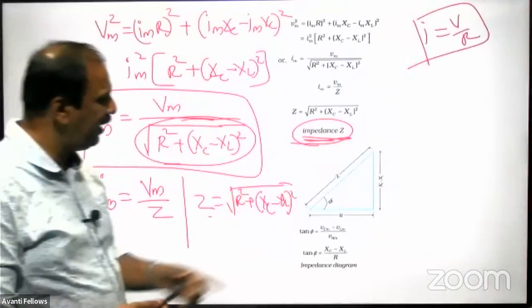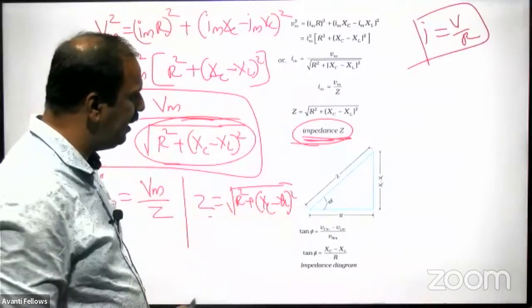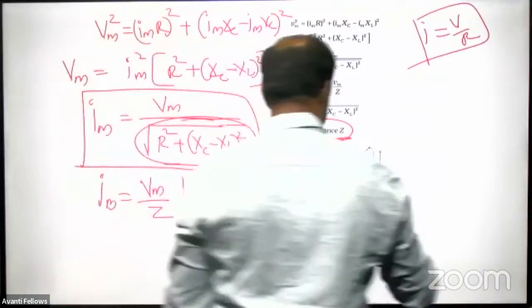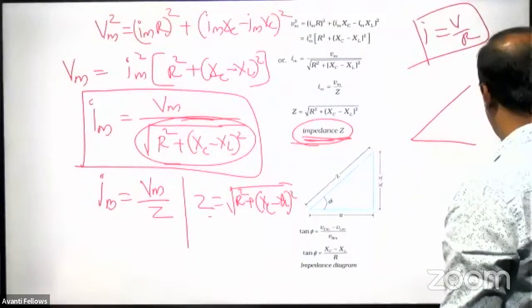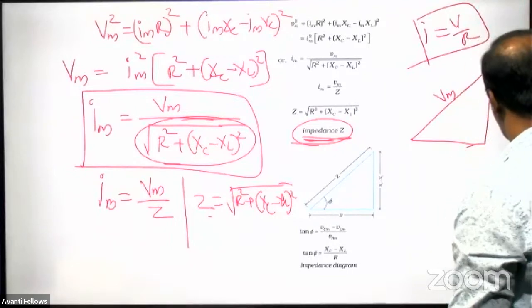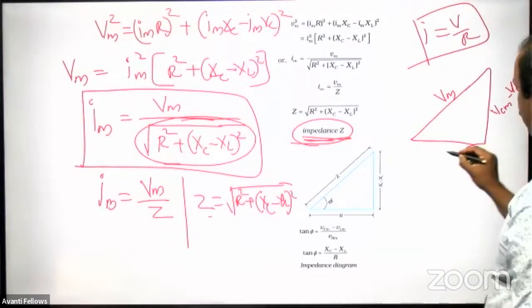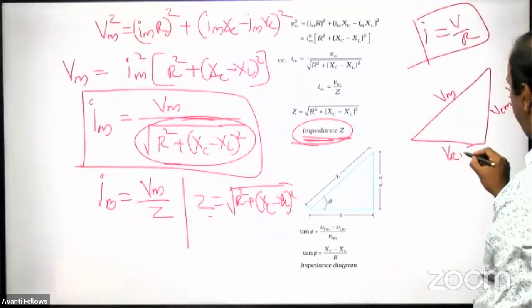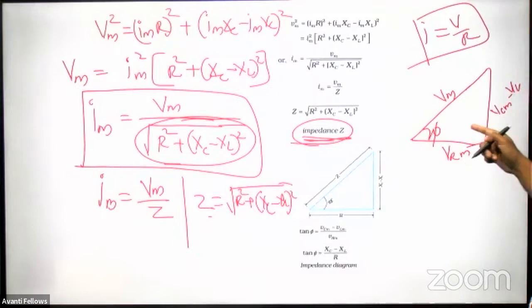So this is that triangle. I told you why this triangle comes like this. Here, one more triangle I will draw, then it will be clear for you. So this triangle, like this: this side was VM, this side was VCM minus VLM, this side was VRM, and this angle was phi. Okay, we have a triangle like this.